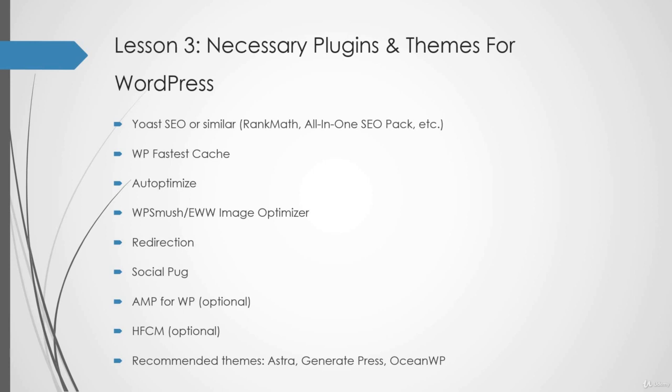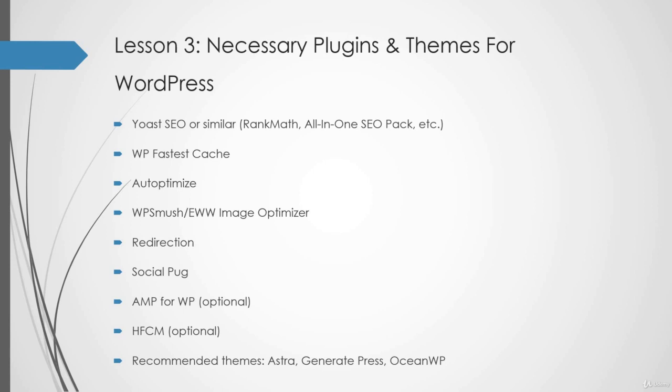Next one, WP Smush or EWWW Image Optimizer. These two plugins are used to optimize your images, or in a simple way, to compress your image size. The reason being, images are one of the main reasons why your website loads slowly. Next one, Redirection. Redirection is a plugin used to redirect your website to another URL. I'll talk about redirection again in an upcoming lecture in technical SEO.